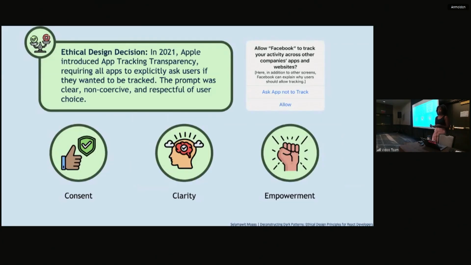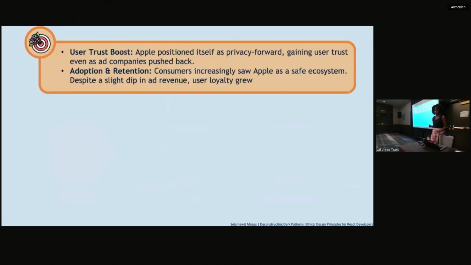Now, let's look at how this actually affected Apple. I'd like to highlight 2 points here. The first is user trust boost. Apple positioned itself as privacy forward, gaining user trust, even after ad companies were pushing back on it. And secondly, adoption and retention. Consumers increasingly saw Apple as a safe ecosystem. Despite the slight dip in ad revenue, the user loyalty grew.